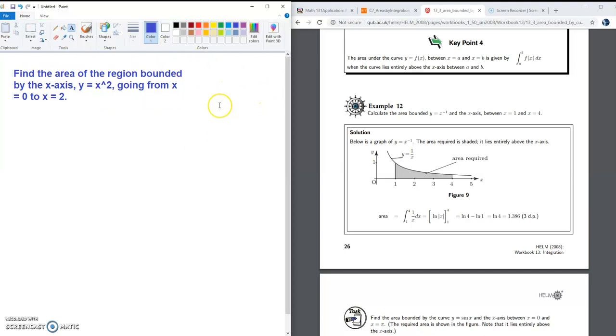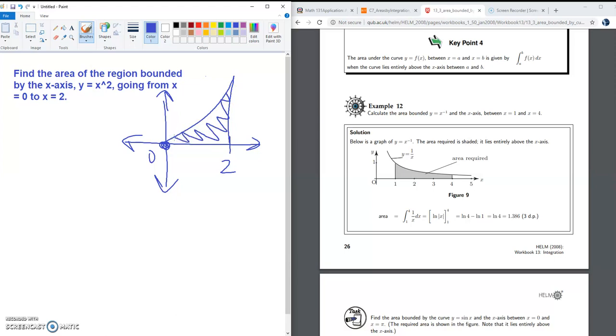All right, so let's set it up. Our region will look something like this, approximately. We have 0 here, 2 is here. So this is just a rough sketch of our region that we're trying to find the area for.